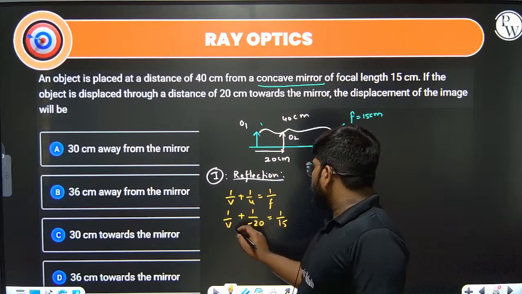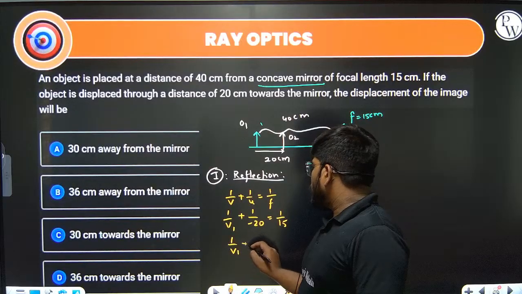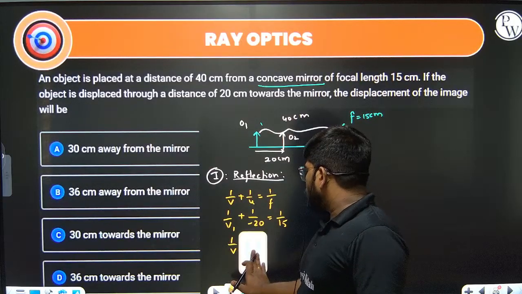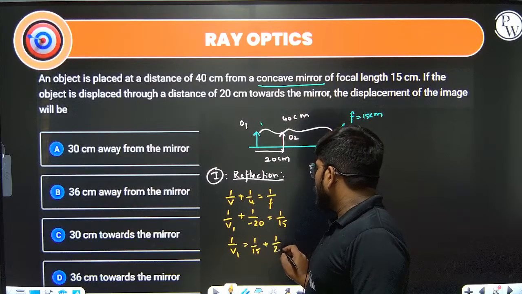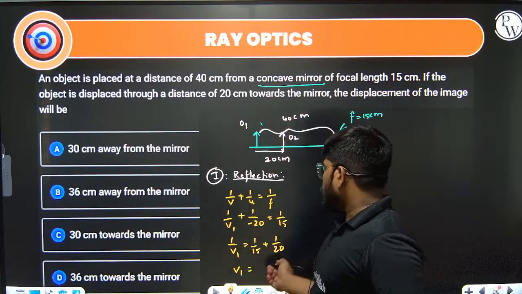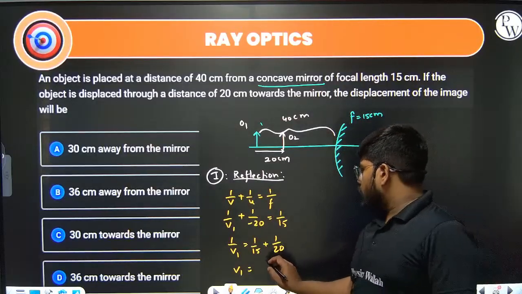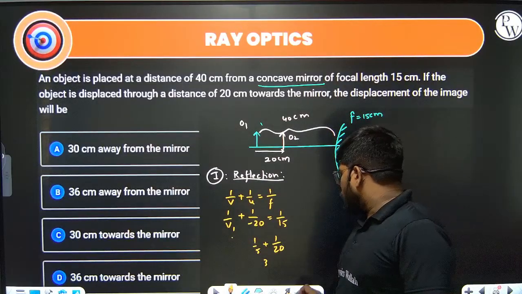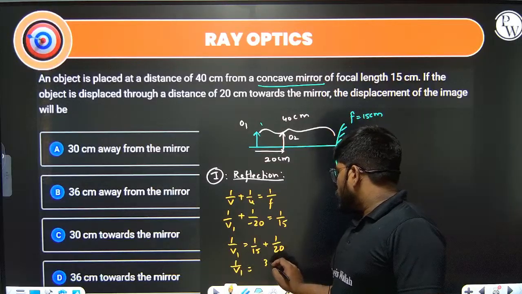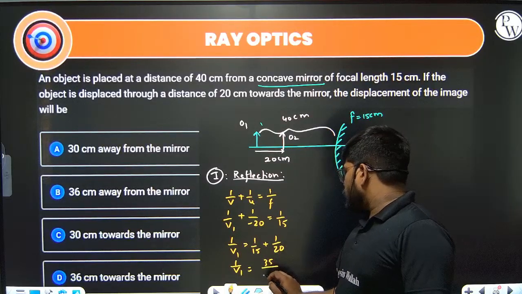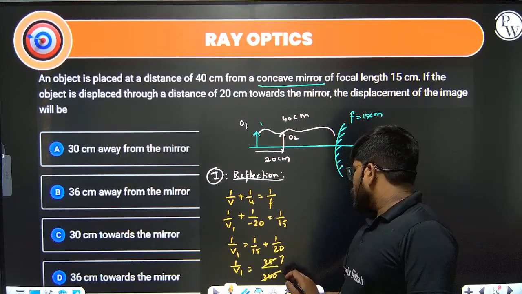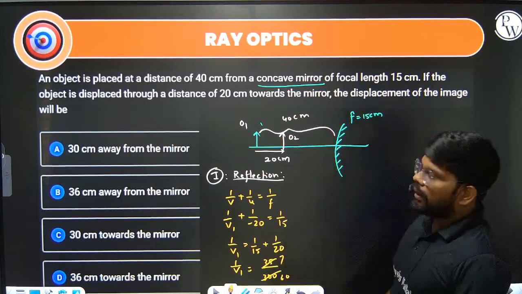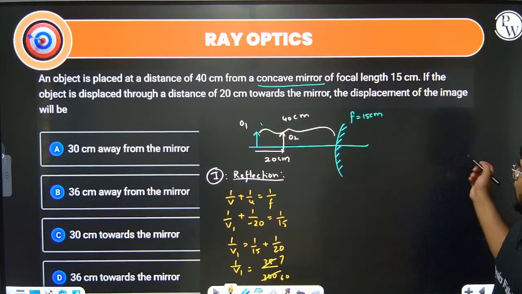15. So for the first image, 1 by V1 plus 1 by 20, if you just solve it, what is it coming out to be? 1 by 15 plus 1 by 20. So what is V1? 1 by V1 is 35 by 300, so 7 over 60. So we got V1 is equal to 60 by 7. And next, we have to go for the second one.